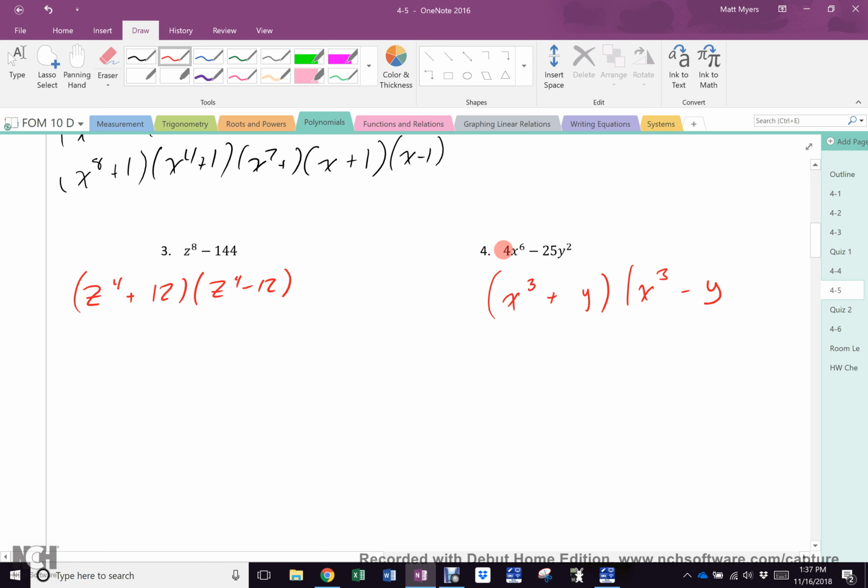Well, what's square root of 4? 2. Is 2x cubed times 2x cubed 4x to the 6th? Yes. What's square root of 25? 5. Is 5y times 5y 25y squared? Yep. Done. Wow. Now, you have seen everything that could possibly happen to you in difference of squares. Everything that could possibly happen.